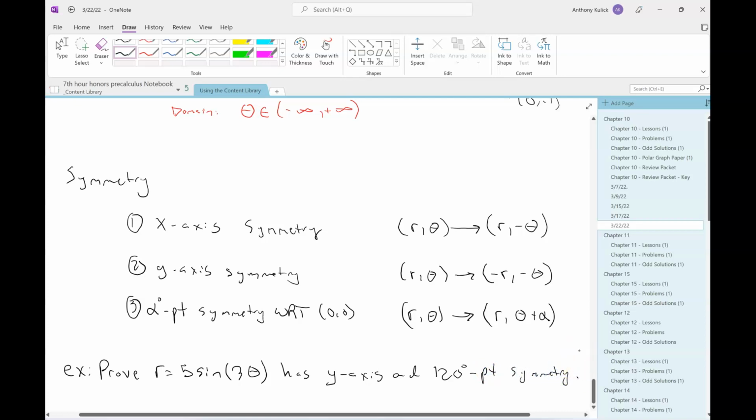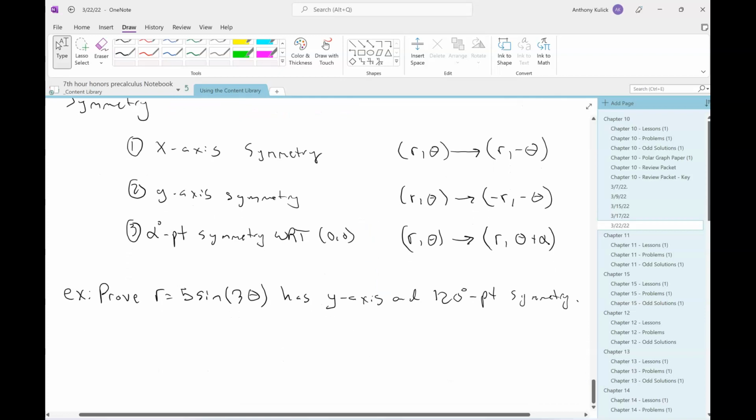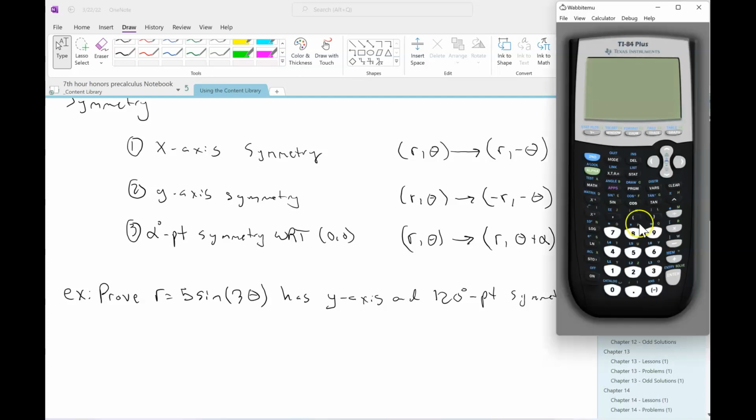Okay, so let's say we're being asked to prove that the polar equation r equals 5 sine 3 theta has y-axis and 120-degree point symmetry. Well, let's just start by looking at the picture, and confirm that when we actually look at the picture, we do see the kind of symmetry we're supposed to, right? Because it's pretty tough to prove something if it's not true.